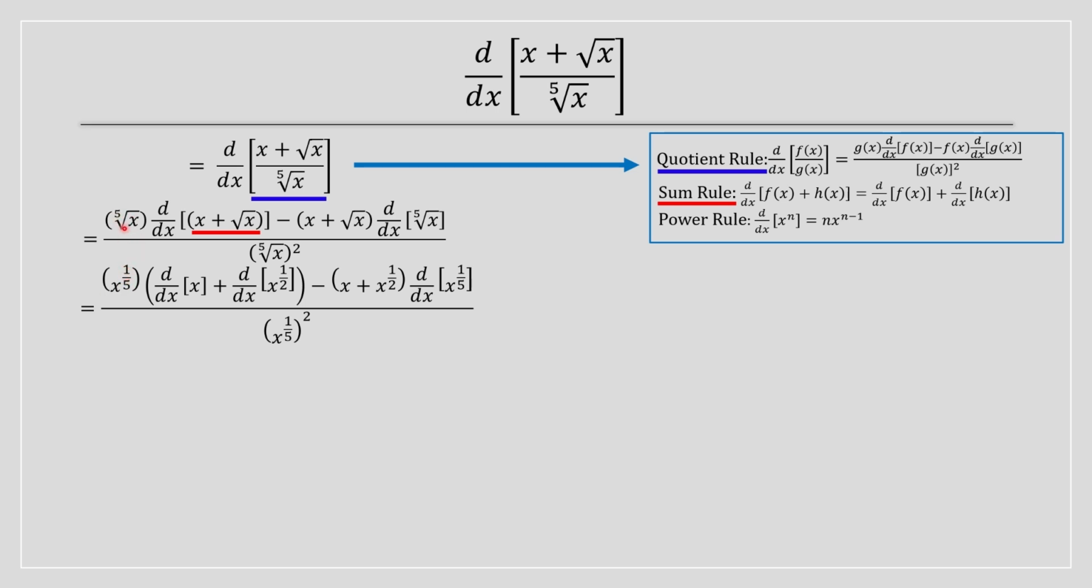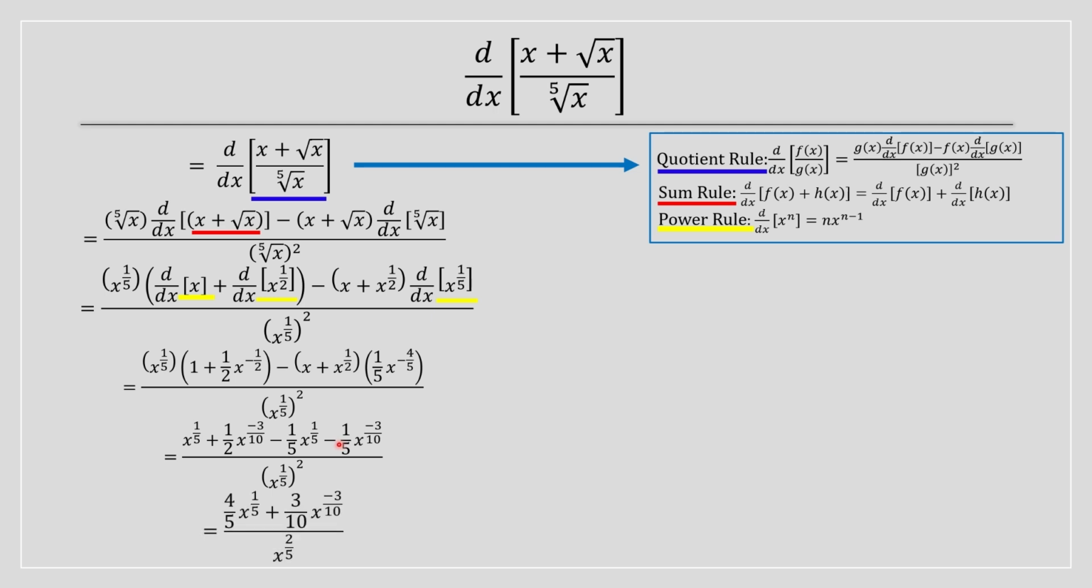We can rewrite the square root as 1 divided by 2. And over here we could do the exact same thing for the 5th root. Now once we've done that, we can apply the power rule on each of these portions. And now once we apply the power rule, and after we simplify, we acquire an answer of this.